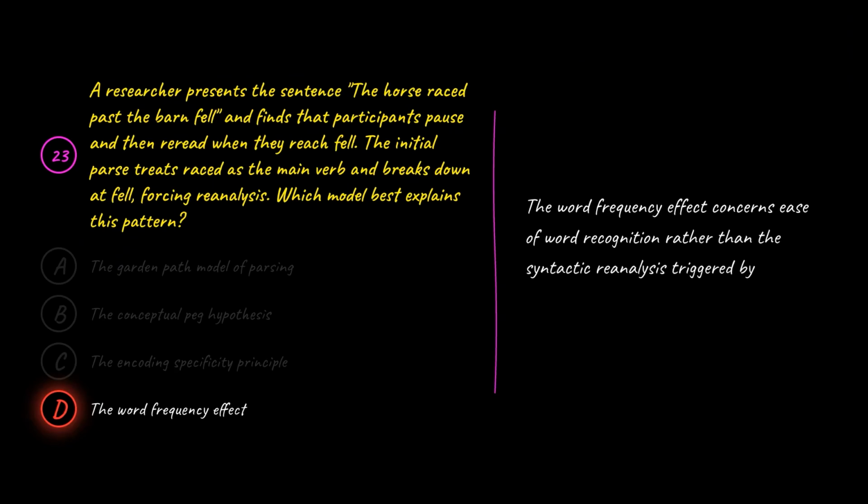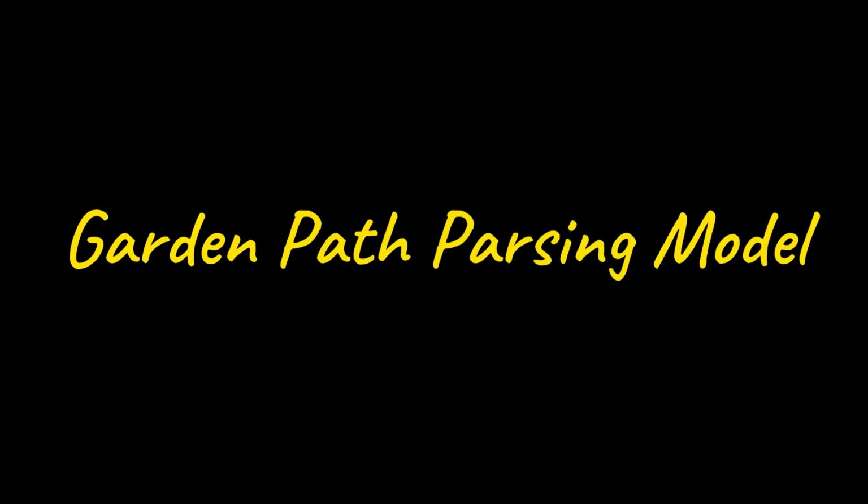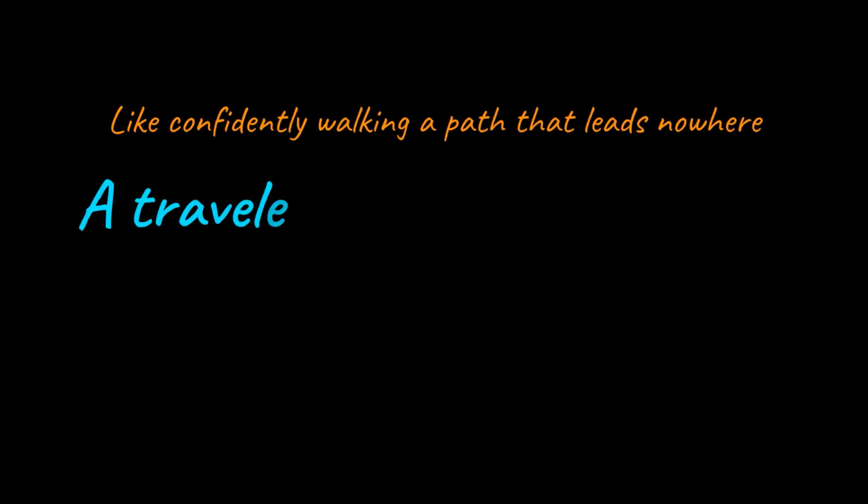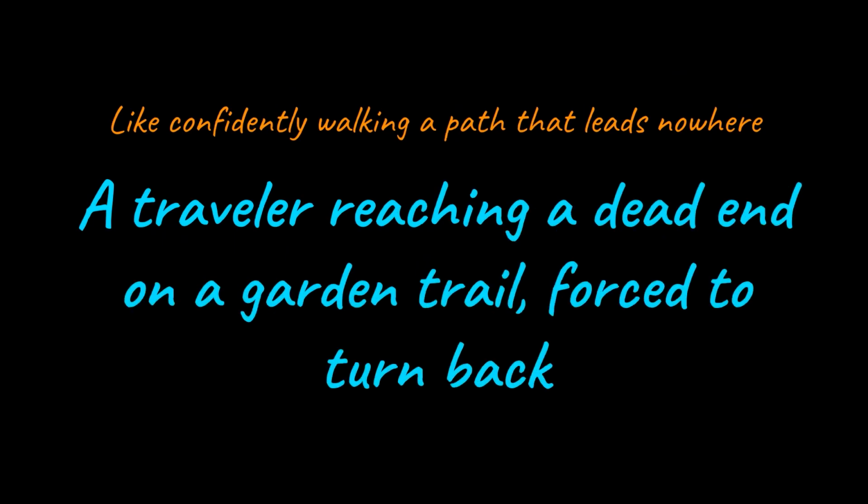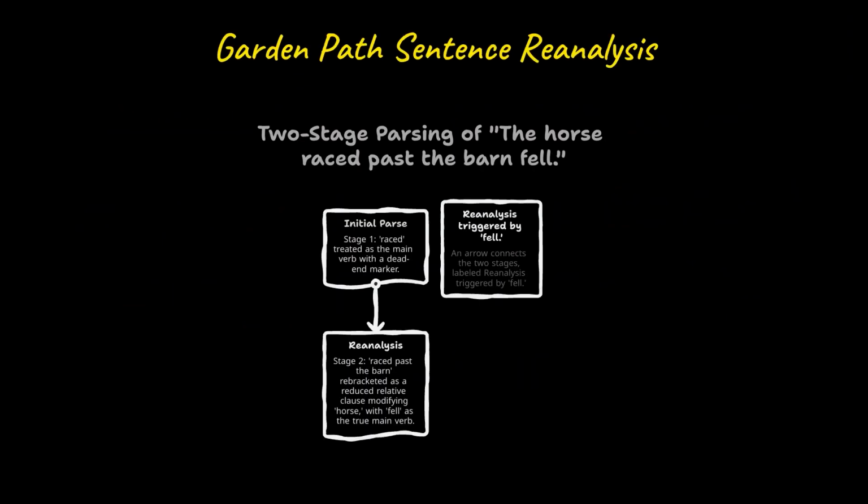The garden path model explains how readers process sentences in real time by committing early to the simplest syntactic structure available. When that initial pass turns out to be wrong, the reader must stop and reanalyze. The model takes its name from the phrase being led down the garden path. The reader follows the most plausible route through a sentence, only to hit a dead end when later words contradict that structure. The classic example is the horse raced past the barn, fell.